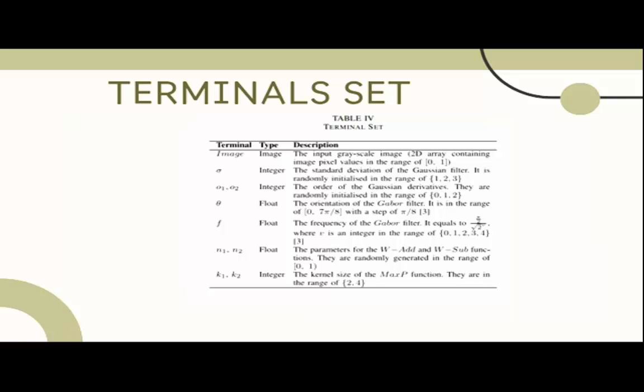Finally, we have the terminals. The terminals are, in short, always an image together with random constants that are required for the previous functions. For example, the standard deviation is used by the Gaussian filter, and it's randomly initialized in the range of 1 to 3, and the same goes for the other constants in their own ranges.